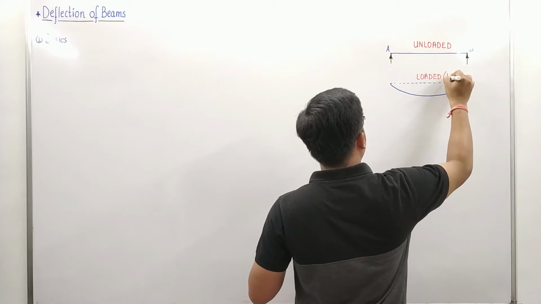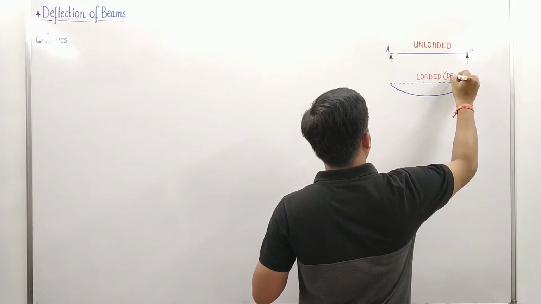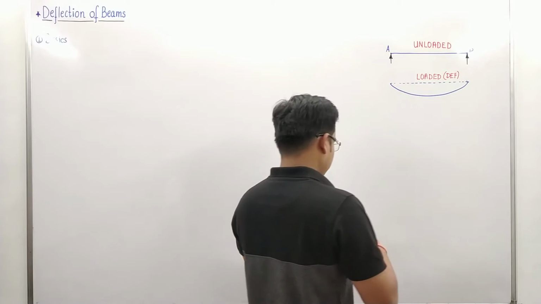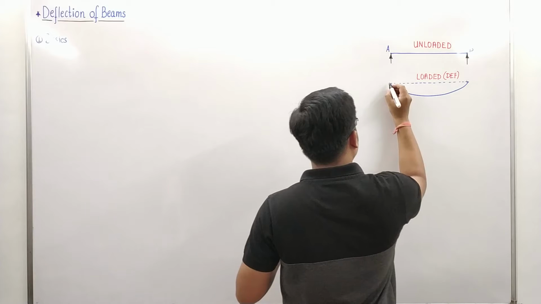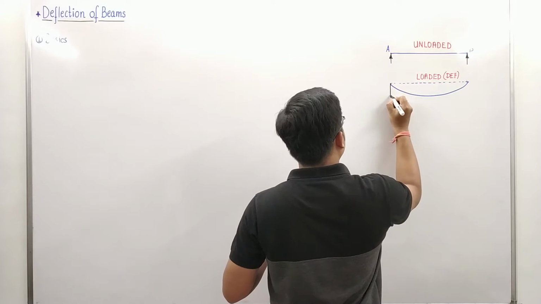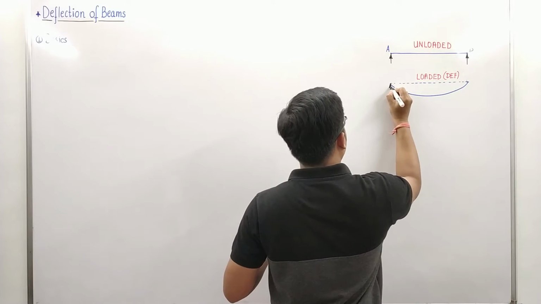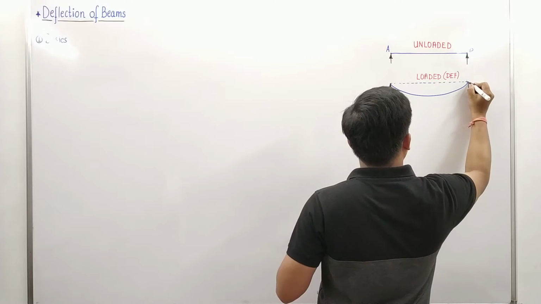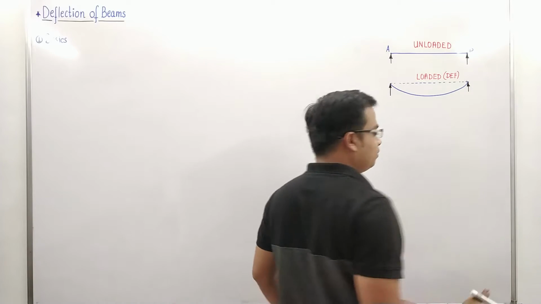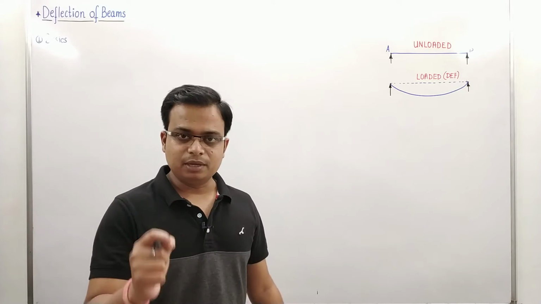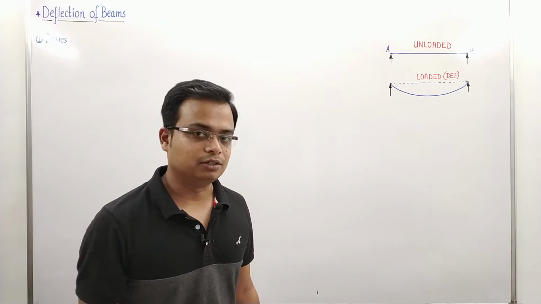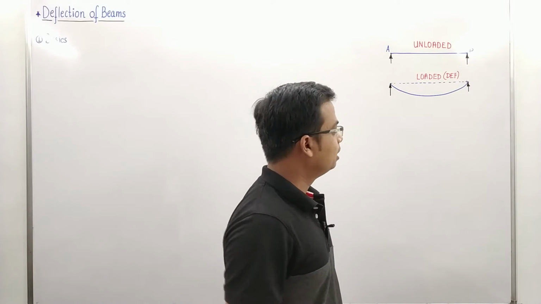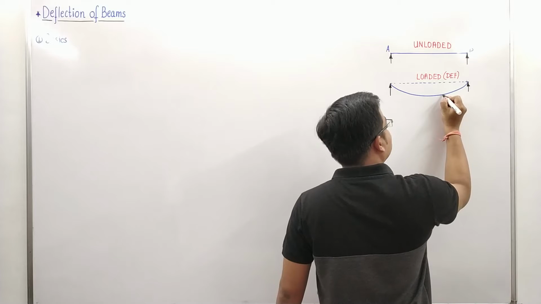Okay, and what's happening? It is going to deflect. I'm not writing it entirely. Just try to understand the concept. And here we are having a simple support here also. So what we essentially do in deflection of beams is that we calculate the deflections, vertical deflections to be very precise.